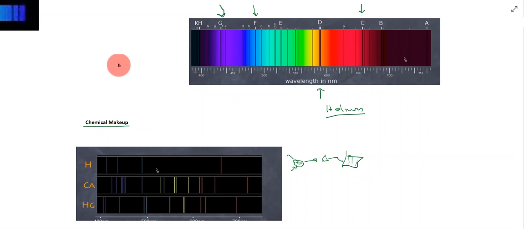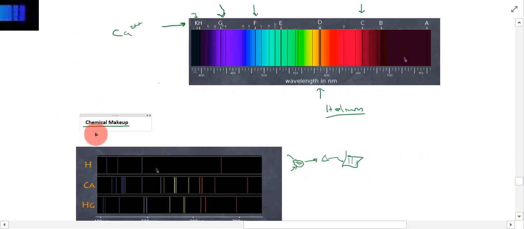Also within this spectrum, these lines over here at K and H, for example, are associated with calcium, Ca2+ ions being generated as well. So again, this is just very briefly looking at how we can use spectra to analyze stars like the sun, and we can start to determine their chemical makeup.